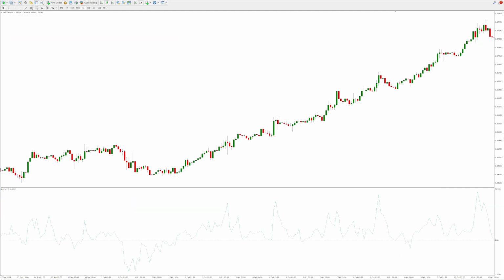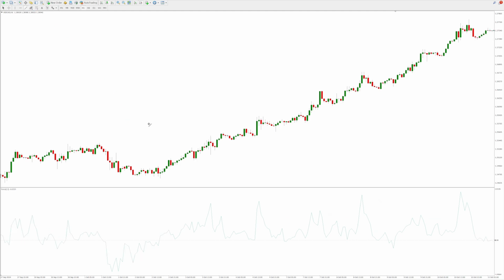Okay, traders, now I just want to show you a bullish example using the force index indicator. So we're going to do the same principle. We're going to mark a support level. Okay. Resistance level as well. Okay, so we're going to wait for the price to break out.